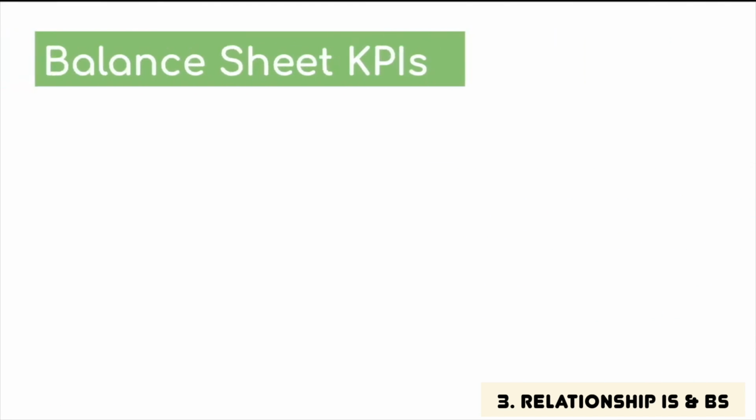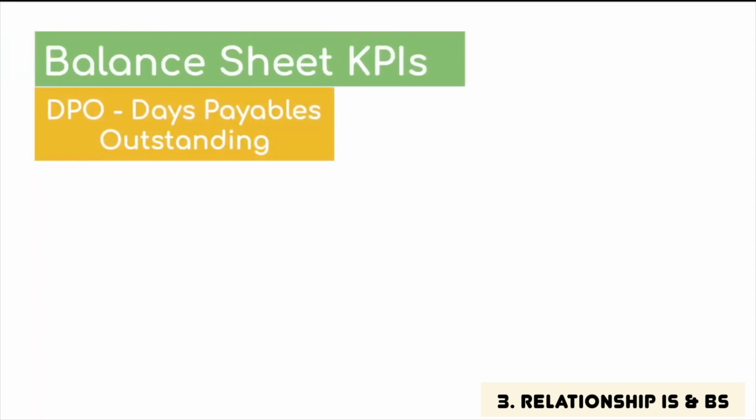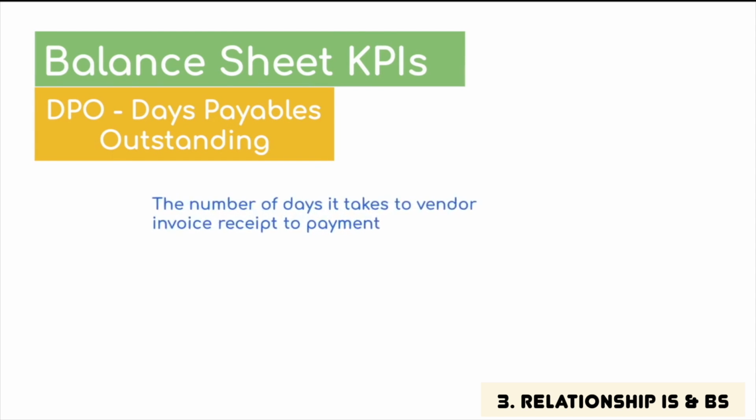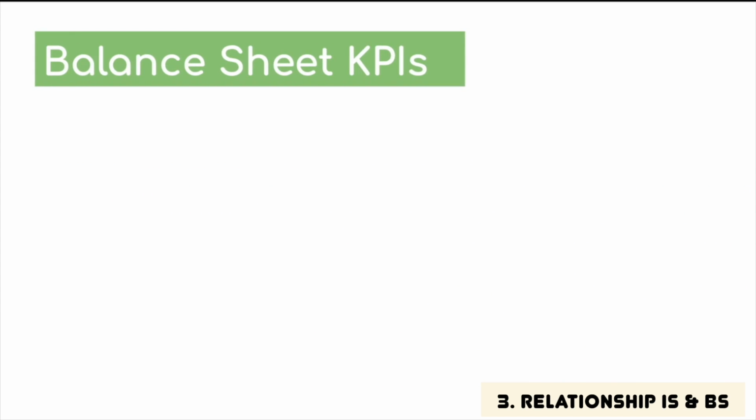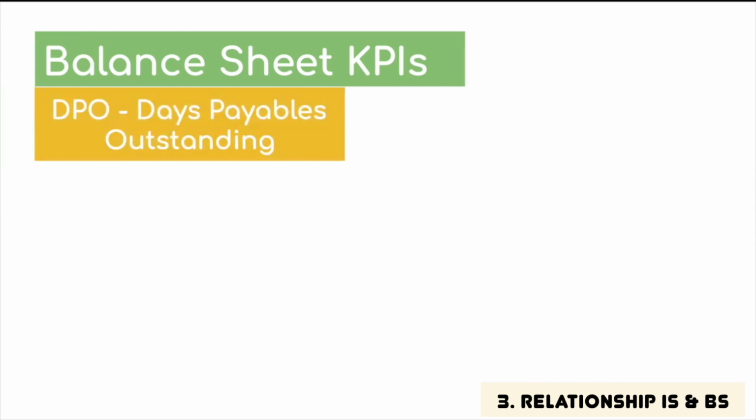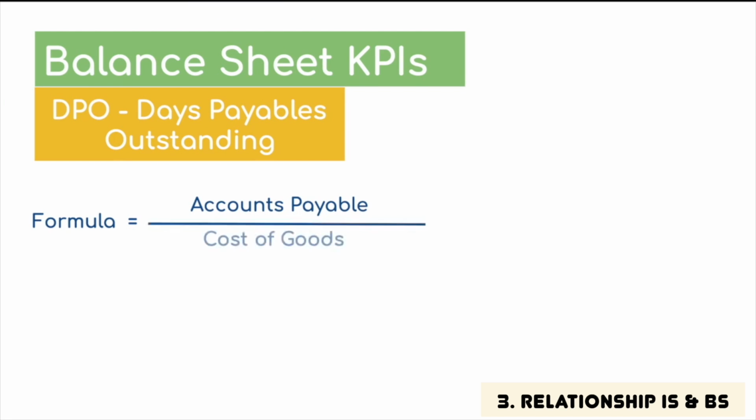And just like we did for days sales outstanding, there is also a formula to calculate days payable outstanding. Days payable outstanding is the number of days it takes from receipt of vendor invoice all the way up to payment. And you want that to be a little bit longer than your DSO. The formula would be taking the average accounts payable, dividing that by cost of goods sold, and multiplying that by the number of days in a period.